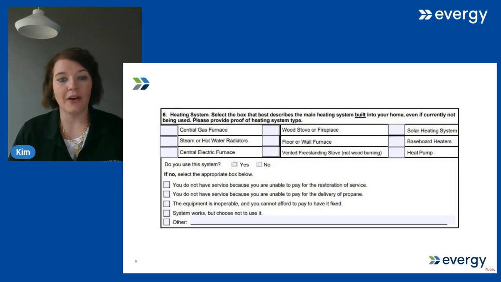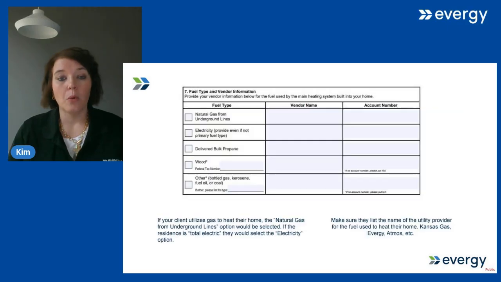Section 6 clarifies the heating system that is built into your home. Notate the heating system and whether or not you are using this heating system. If you are not, check no and circle the appropriate reason below. What type of fuel is used by the main heating system built into your home? If you use gas to heat your home, the natural gas from underground lines option would be selected. If your residence is total electric, you would select the electricity option.